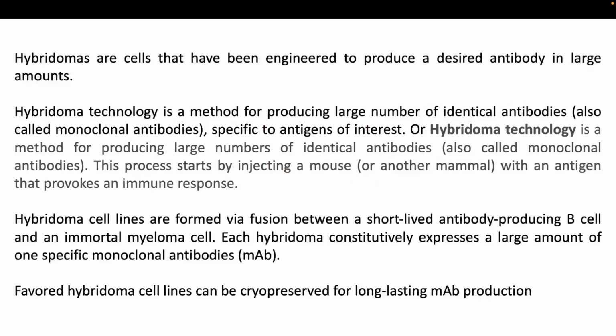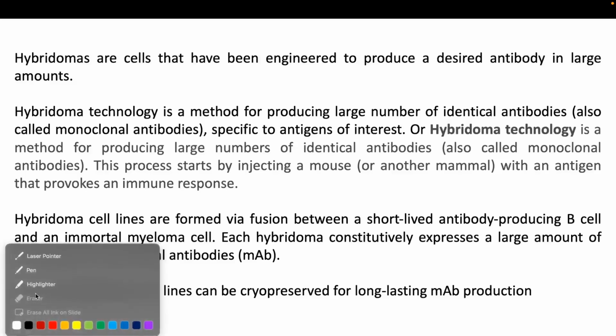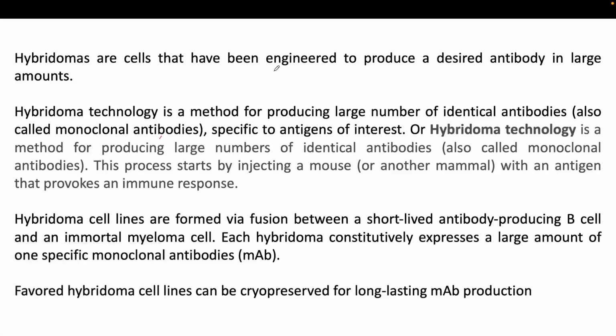As we know, hybridomas are a kind of hybrid of two cells. Hybridomas are cells that have been engineered to produce the desired antibody in a large amount. When you fuse one cell to another cell, it will make a hybrid cell, which is called the hybridoma. This cell is called the hybridoma.